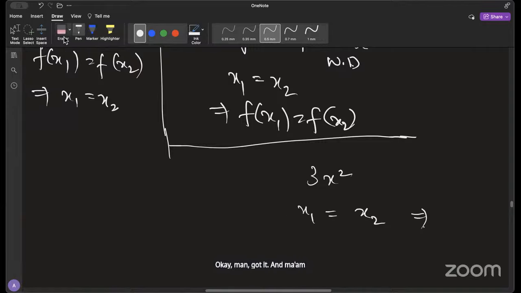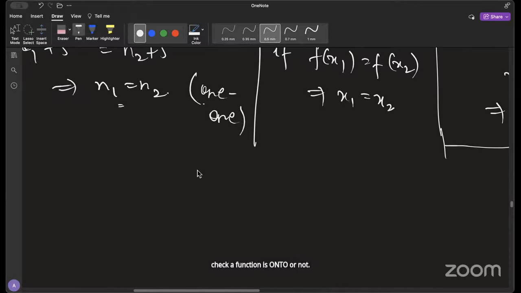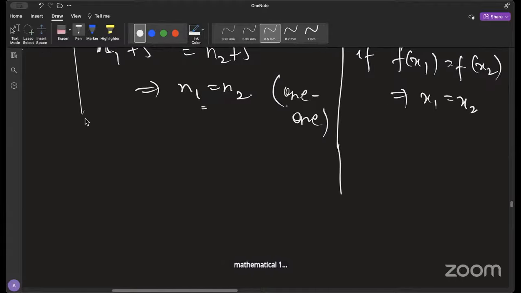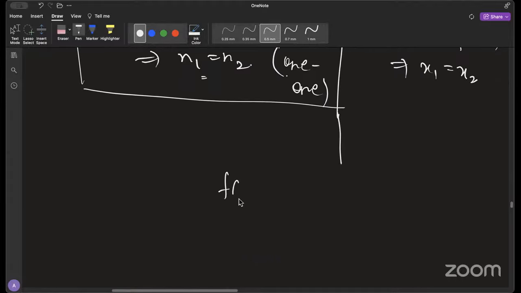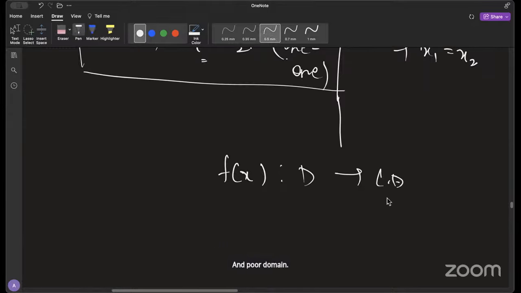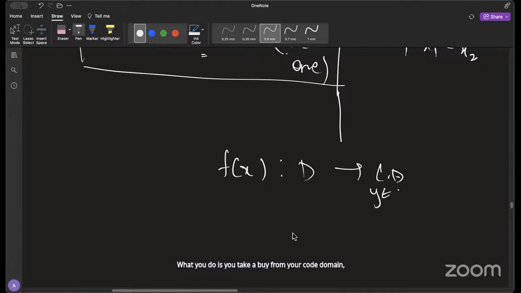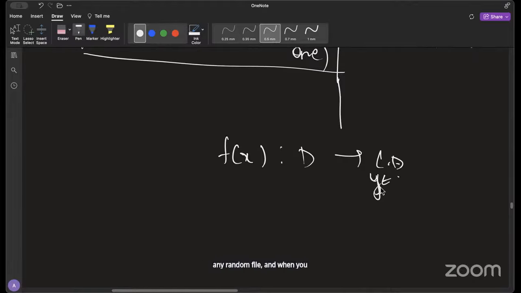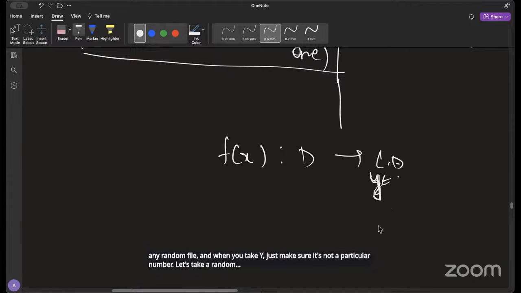And ma'am, what is the mathematical way to check whether a function is onto or not? The mathematical way would be, let's say you have a function defined from a domain to a codomain. What you do is you take a y from your codomain, any random y, and make sure it's not a particular number. Let's take a random arbitrary number. Even if you have real numbers, just take y.